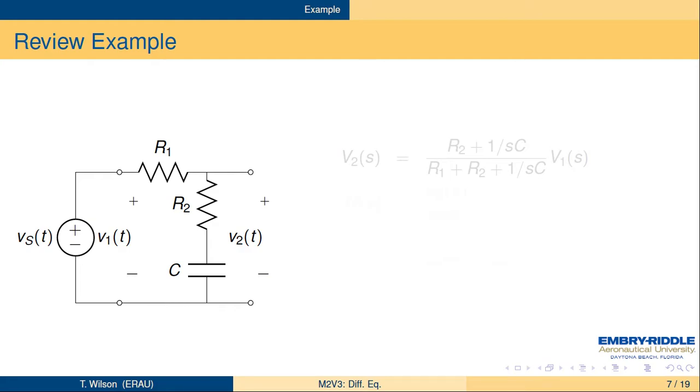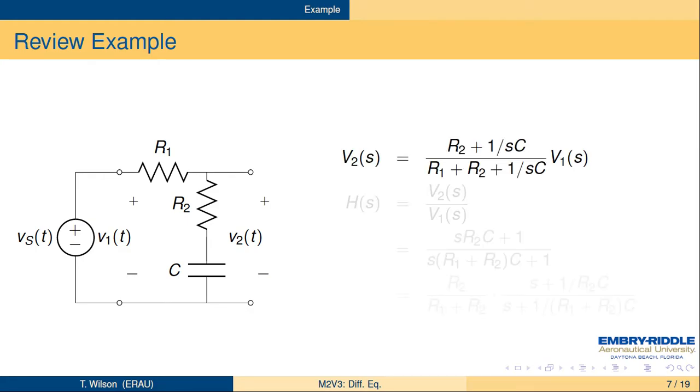Here's a little different of an RC circuit. So we've got two resistors and a capacitor in series, and we're looking at the output across one of the resistors and the capacitor. So we go to say, how do we find V2 of S over Vs of S? It's just a voltage divider.